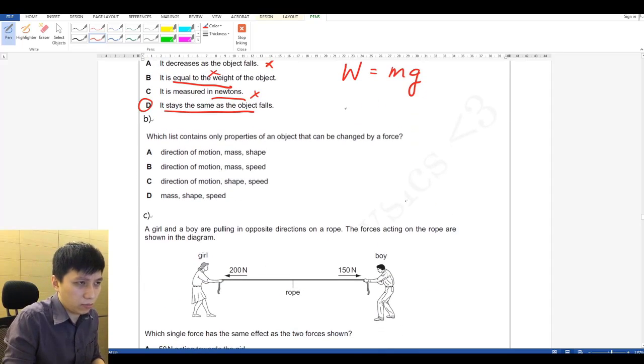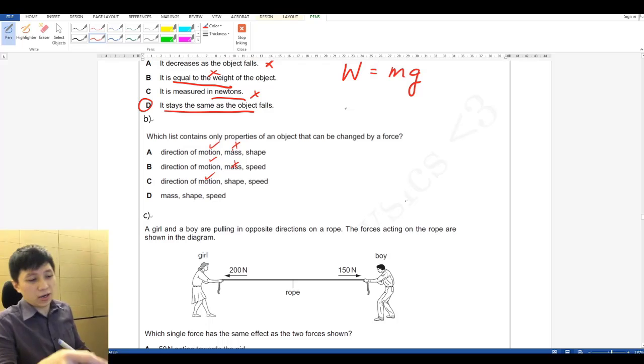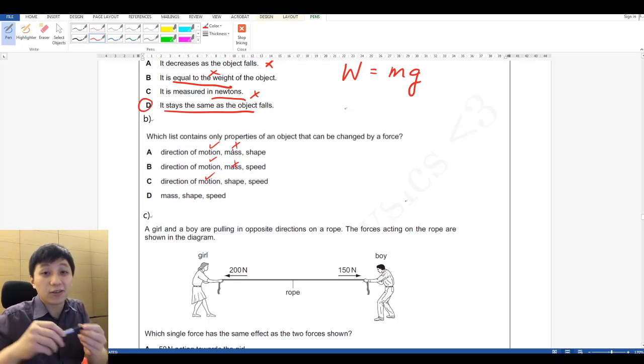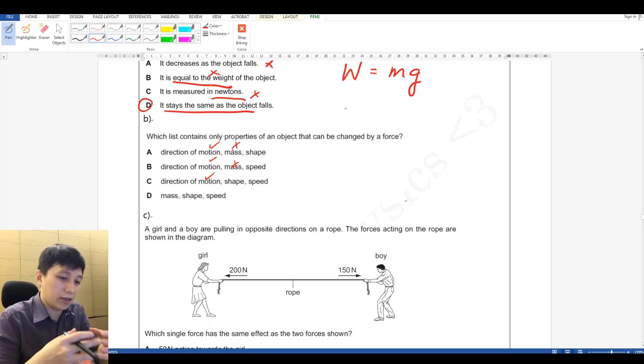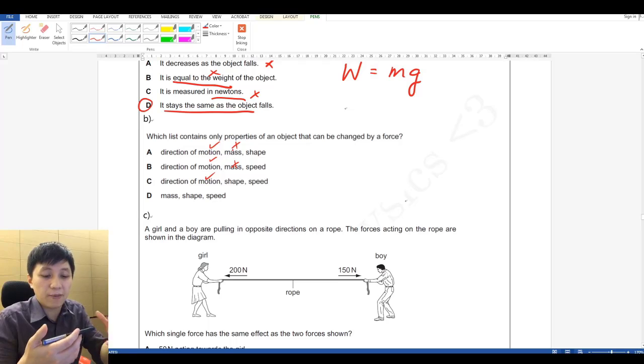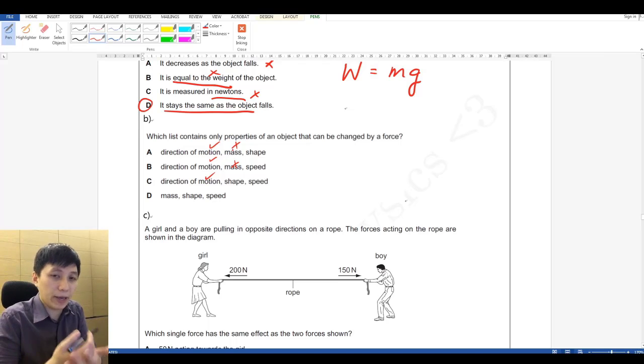Next question, which of these can only be changed by a force? So direction of motion, yes. Mass, technically you can't change it. Okay, in theory you can say, hey, if I try to break this pen, for example, then the pen's mass will be changed. But if you consider that it's still the same amount of particles that made up the pen, including whatever residue that I create, it will still be the same amount of mass.